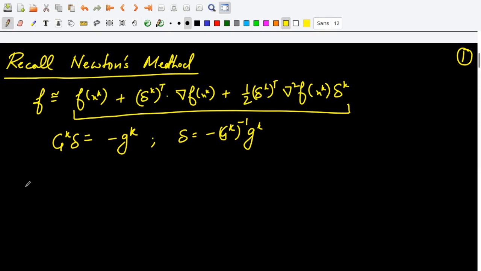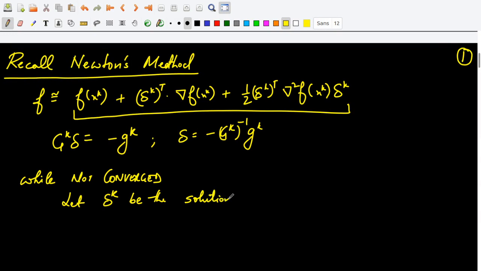So the algorithm for Newton's method is: while not converged, let delta k be the solution to Gk delta equal to minus of gk, and the next iterate is just the old iterate plus the delta k, and k equal to k plus 1.